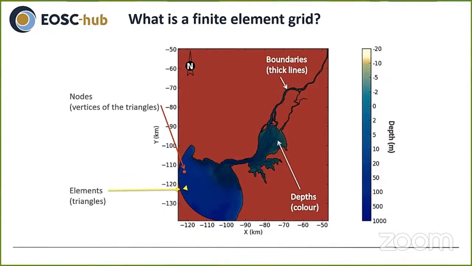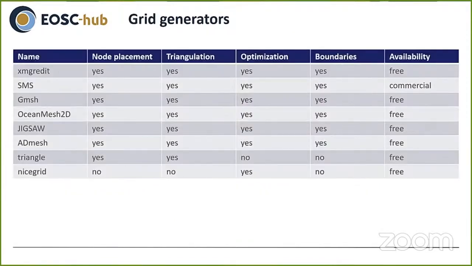Now, as you can imagine, generating a grid like this one can be extremely time-consuming. Software for grid generation has therefore been developed over the years to simplify this task. Grid generators are codes that help us build grids efficiently and with good quality. There are many grid generators out there, and this is just a partial list.